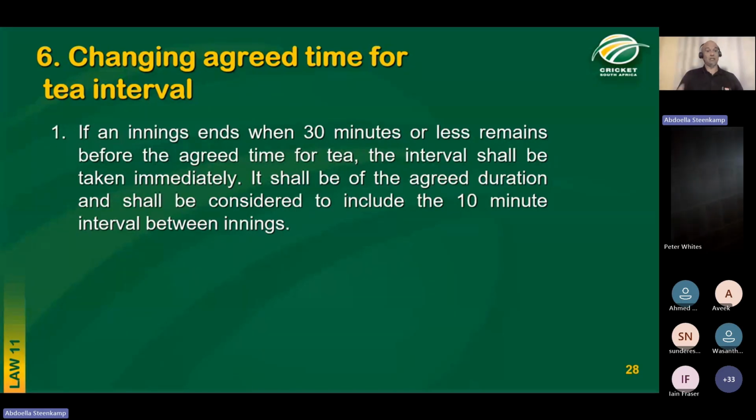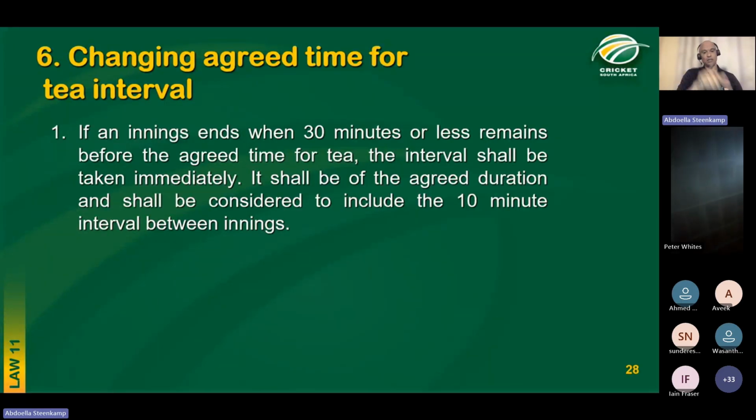We need to activate this clause. This clause tells us that if a side gets dismissed and an innings ends 30 minutes or less before tea, we need to take tea immediately. In my example, with tea at 3 o'clock and Pakistan getting dismissed at 14:35, which is 25 minutes to go to tea, we will take tea immediately. Tea will then be for 20 minutes, from 14:35 up until 14:55.